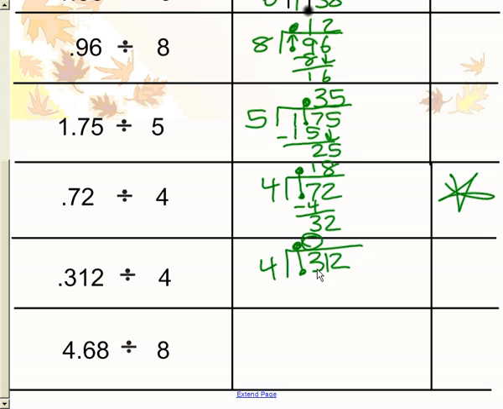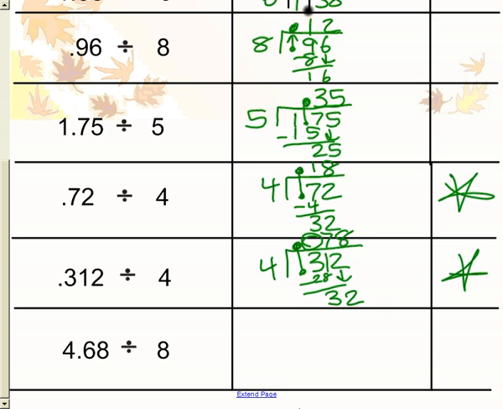Then we go on. 4 goes into 31 7 times. And make sure to put your 7 right above the 1. 7 times 4 is 28. Subtract. 31 minus 28 is 3. Drop your 2. And 4 goes into 32 8 times. So our final answer is 78 thousandths.